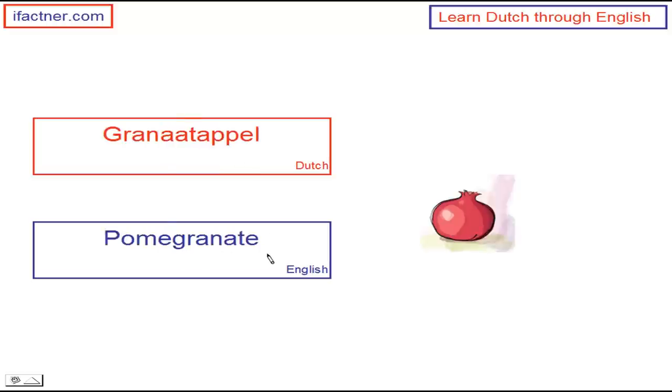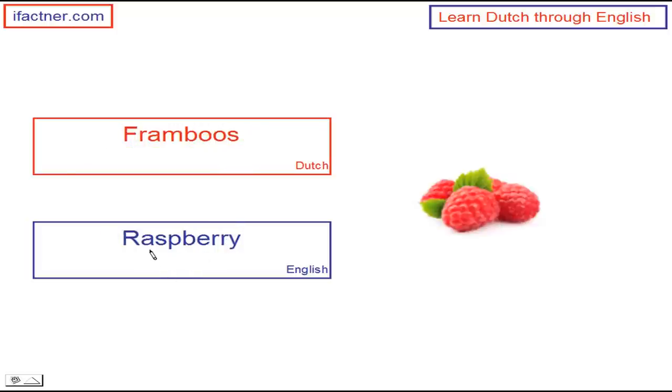Pomegranate is called granaatappel. G-R-A-N-A-A-T, granaat. A-P-P-E-L, appel. Granaatappel. Raspberry is called framboos. F-R-A-M, fram. B-O-O-S, boos. Framboos.